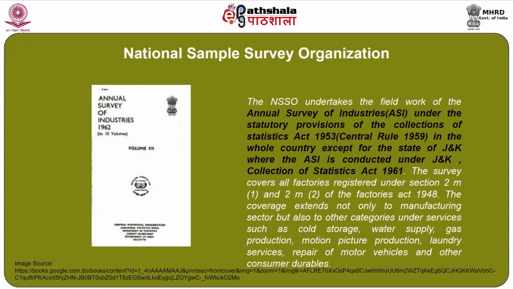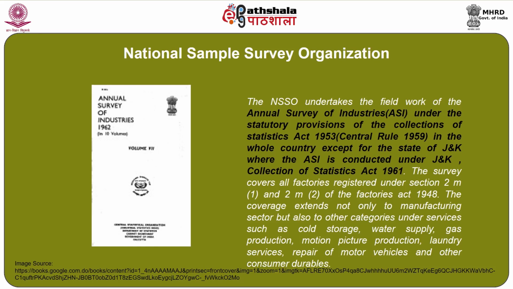The National Sample Survey Organization undertakes the fieldwork of the Annual Survey of Industries (ASI) under the statutory provisions of the Collection of Statistics Act 1953 and Central Rules 1959, in the whole country except the state of Jammu and Kashmir, where the Annual Survey of Industries is conducted under the J&K Collection of Statistics Act 1961. The survey covers all factories registered under Sections 2m(i) and 2m(ii) of the Factories Act 1948.